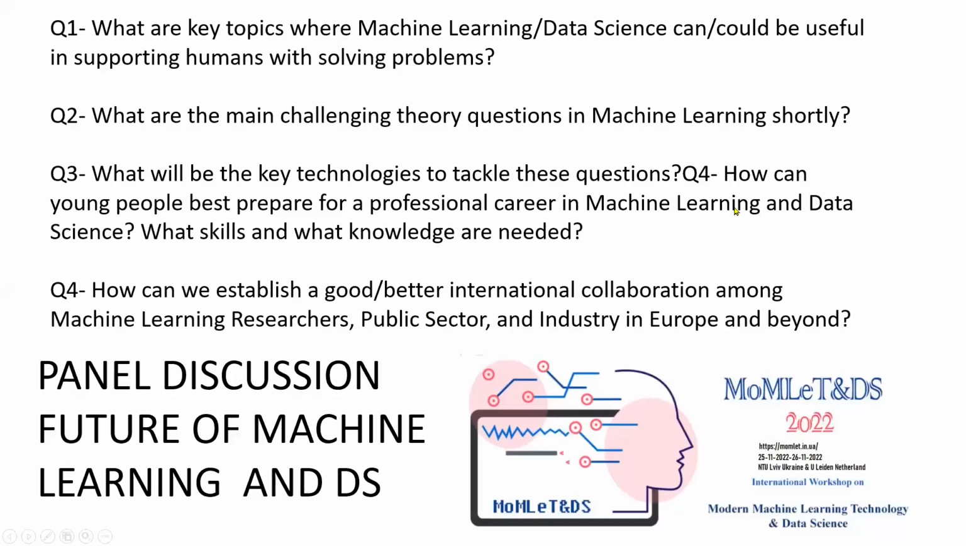So we wanted to discuss a bit the ideas around machine learning of the future, and this workshop has seen many applications and many directions in which machine learning and data science can develop. And the first question I would like to discuss with you is what are the key topics where you think that machine learning, data science can be useful in supporting humans in solving their many problems? So how can machine learning be a tool for humans to solve problems?